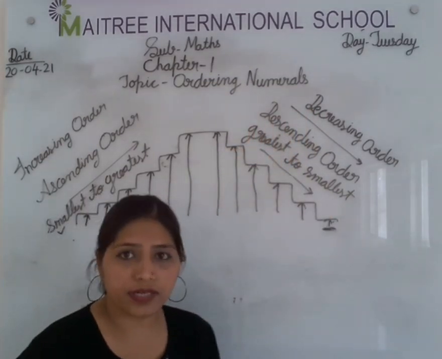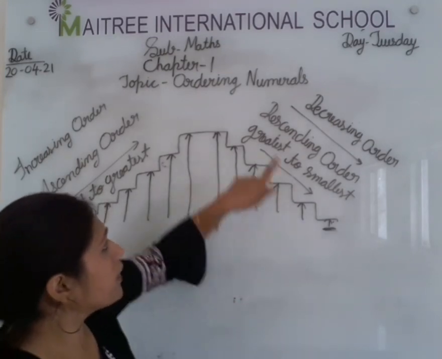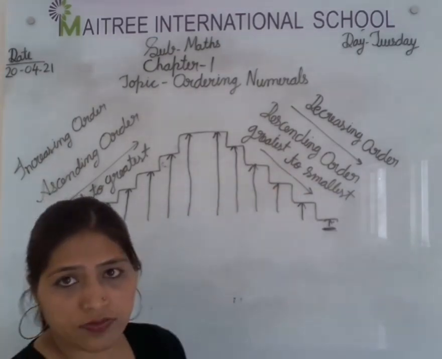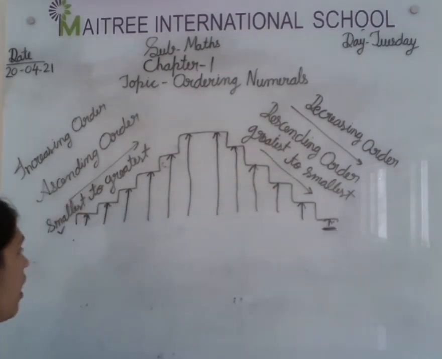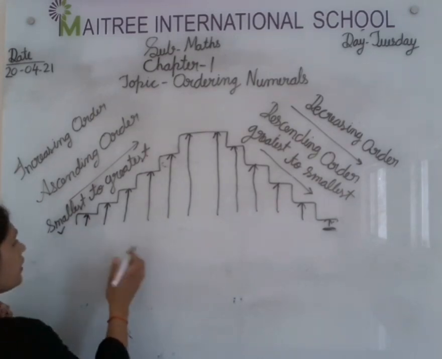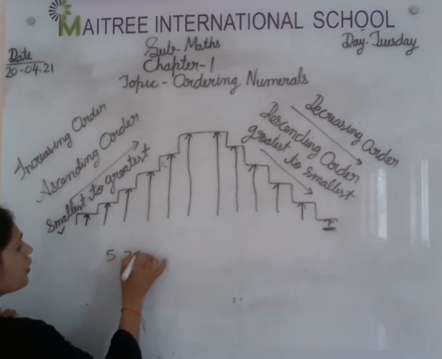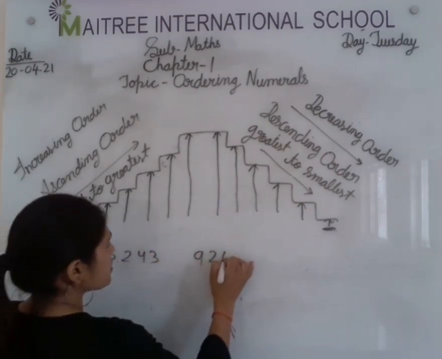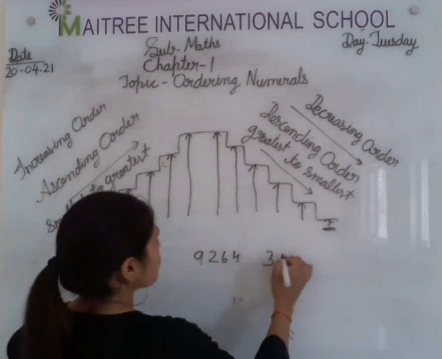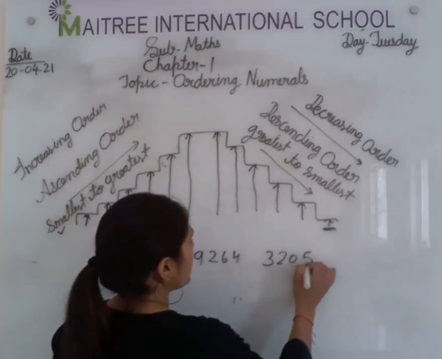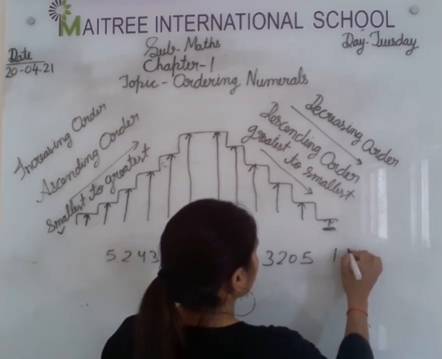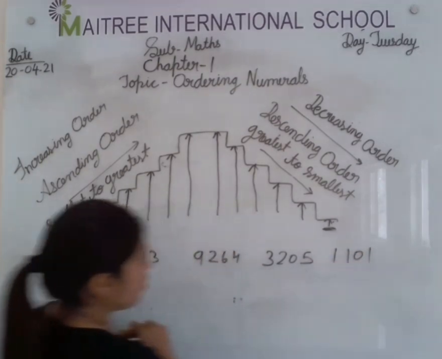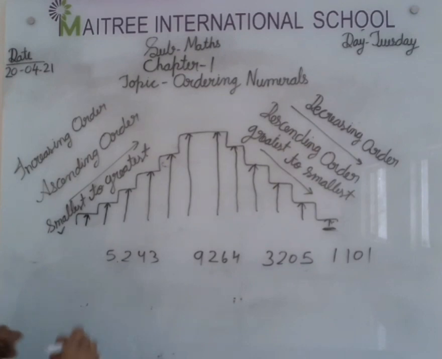You have to arrange the numbers from greatest to smallest. So let's take an example. I am taking an example of simple digits, let's take 5,243, 9,264, 3,205 and 1,101. Okay, so we have to arrange these numbers in descending order now.